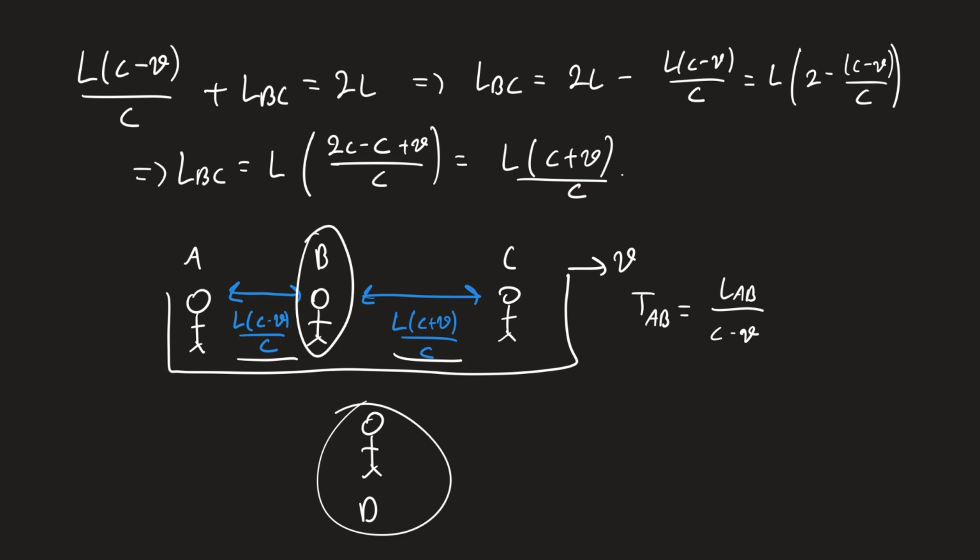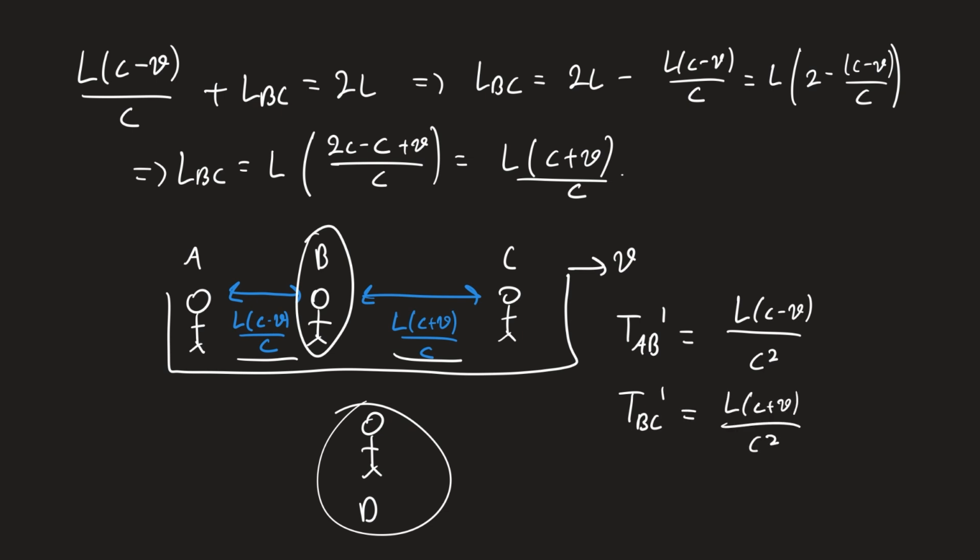The delay is now on the train because Alice agreed to send her pulse later than Charlie did. We're trying to find by how much they have to do that. So we have to divide both of these distances by c. We can call these time periods as measured on the train T_AB' and T_BC'. So we have L(c−v)/c² and L(c+v)/c². Now we just need to take their difference.